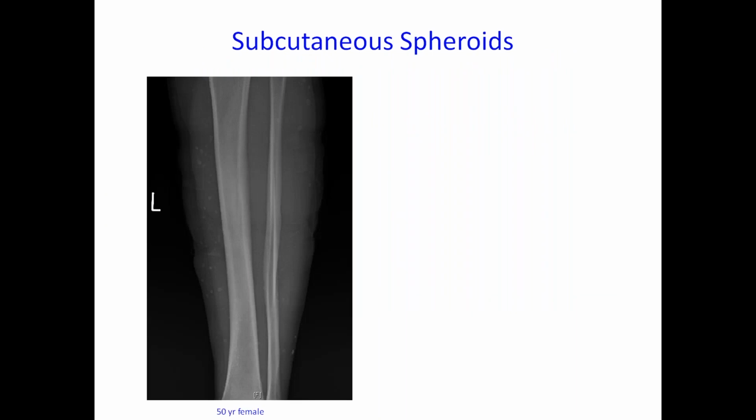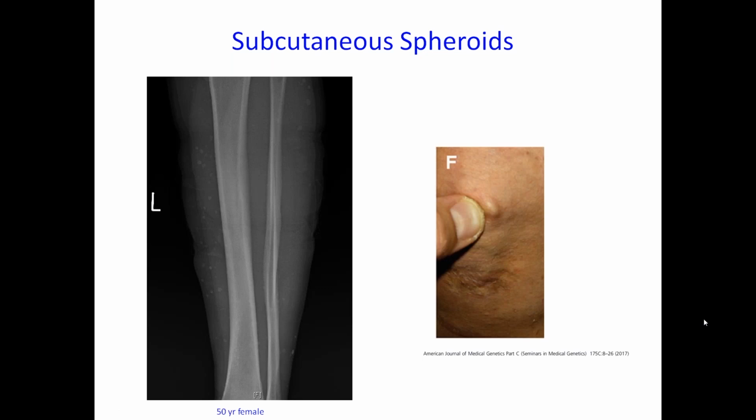Then another feature we see, which we don't necessarily look out for, but this is an X-ray of someone's lower leg, what we call the tibia and fibula, so below the knee. The foot is down at the bottom. You can see these little white marks that are showing up, and this is in the soft tissue. This is actually in the fat, and these are called subcutaneous spheroids. And if you see a large one, you may be able to palpate it, as shown on the right, although that's a slightly unusually large one.